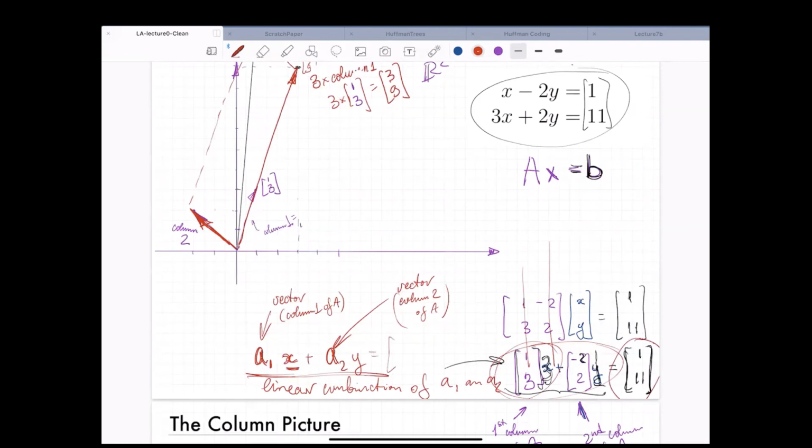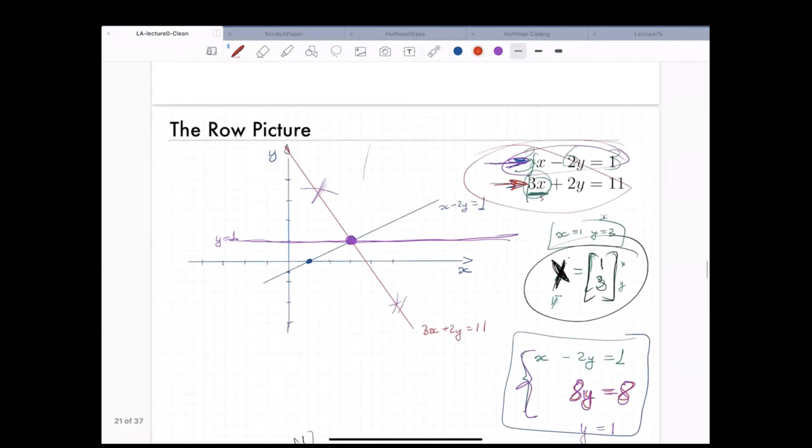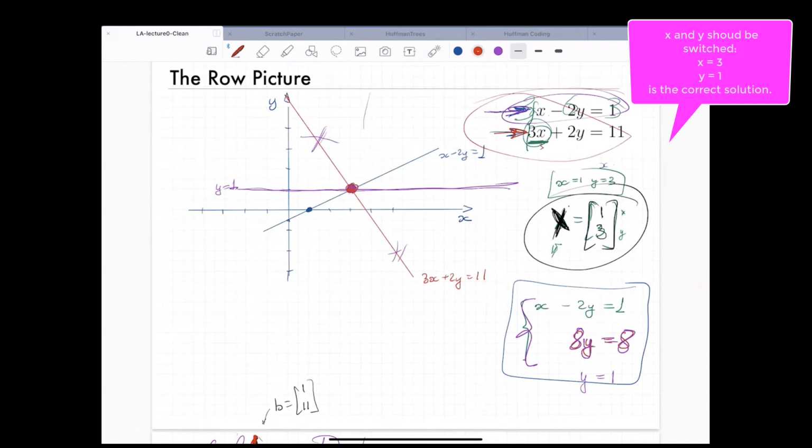There's only one such mix of x and y that can give me 1, 11. When the mix is such that x is 3 and y is 1, only then I can get 1, 11, in no other case. That means that this system of linear equations has a unique solution. And of course, that's what the row picture told me as well. It found a solution. There's a unique solution. Why? Because these two lines intersect in one point exactly.